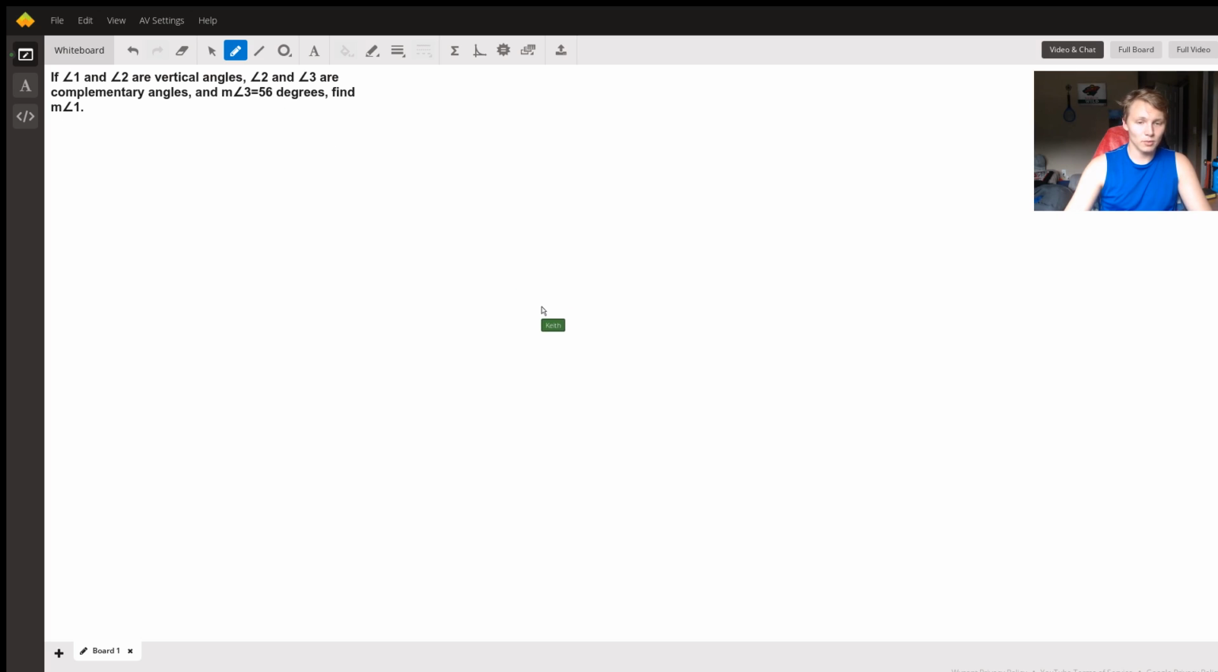So I'm going to start by putting down what measure 3 looks like. If this is 90 and this is 45, then 56 degrees is something like this. All right. So here we have measure 3, which is equal to 56 degrees.